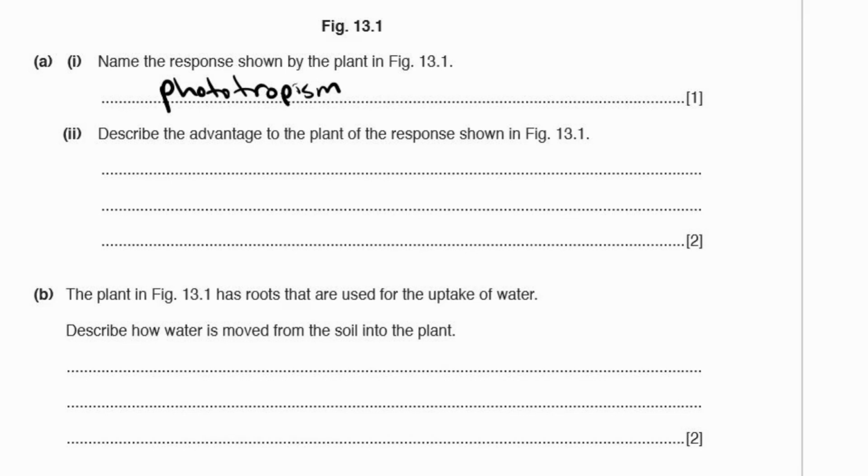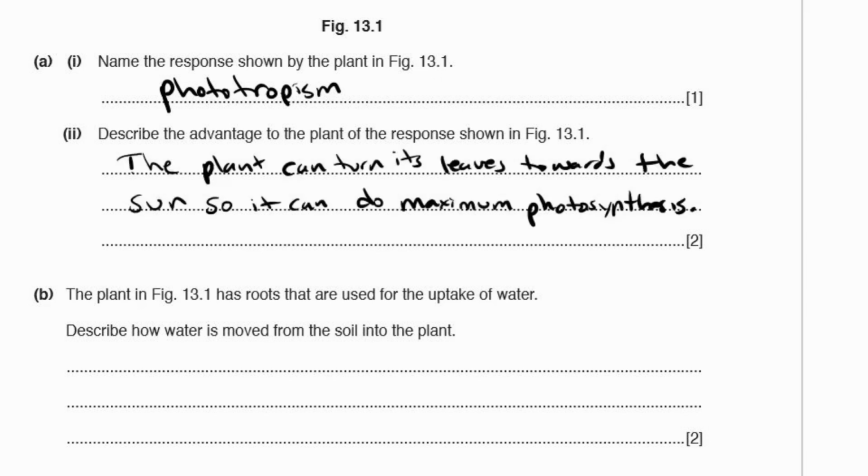Describe the advantage to the plant of the response shown in figure 13.1. Basically, what's the advantage of phototropism? Okay, well, phototropism is very useful to the plant because the plant can turn its leaves towards the sun so that it can get the maximum amount of photosynthesis that's possible. So the plant can turn its leaves towards the sun so it can do maximum photosynthesis.